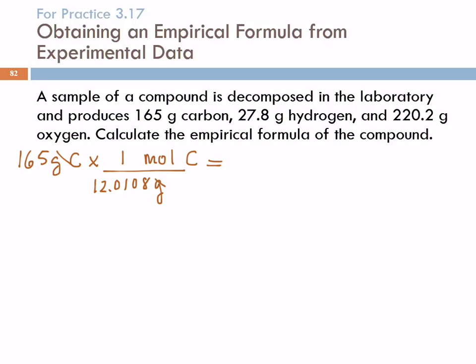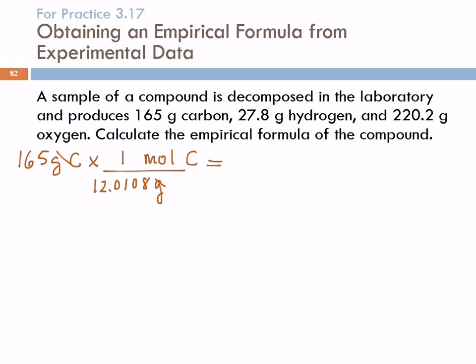And my units work out, and so that's going to be good. So I do the math: 165 divided by 12.0108. Now, the thing about significant figures in problems like this, in your final answer, the subscripts are going to be whole numbers. So we don't really need to keep track of sig figs, but what we want to do is avoid rounding too much. If you want to use the whole number that your calculator is giving you, that is absolutely fine. More digits is better here.